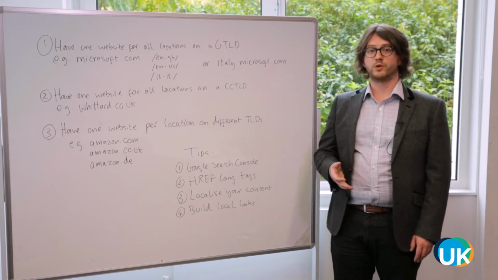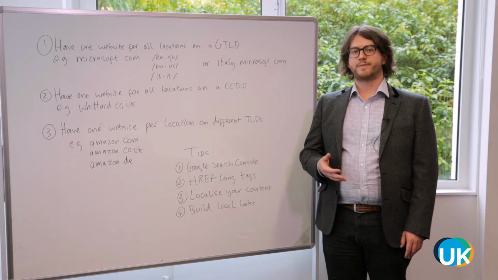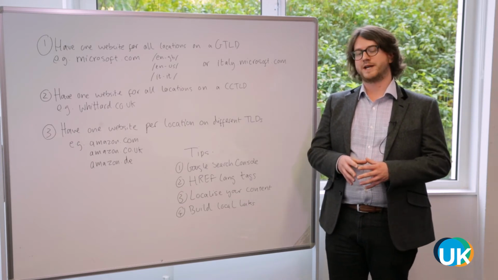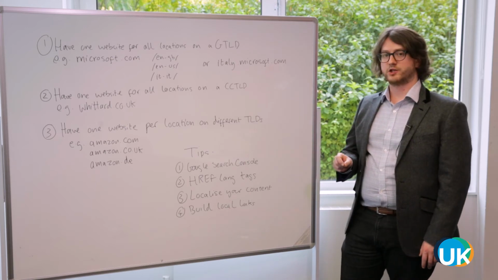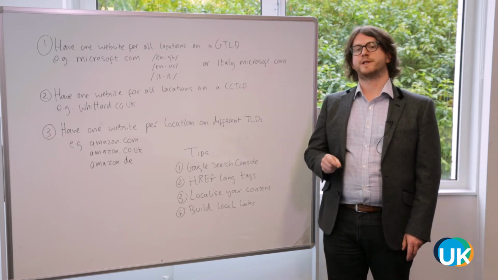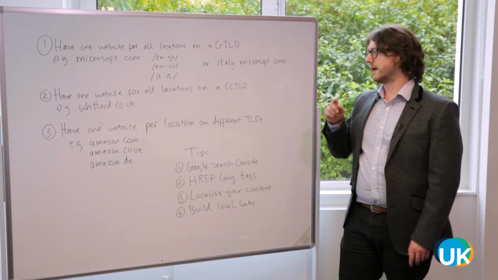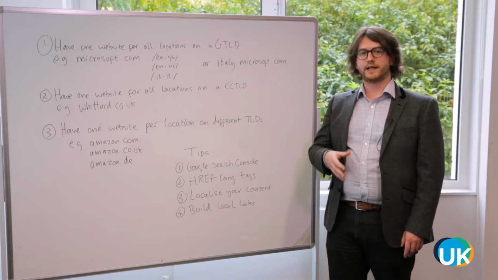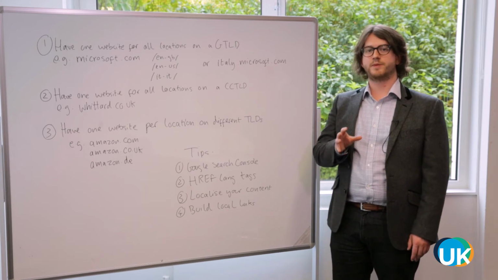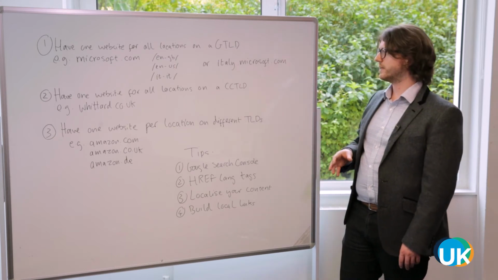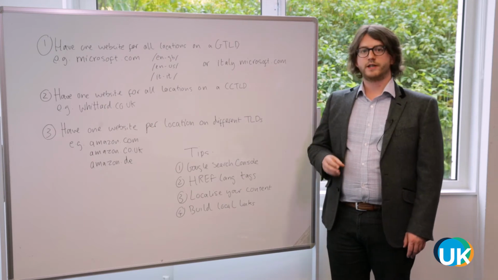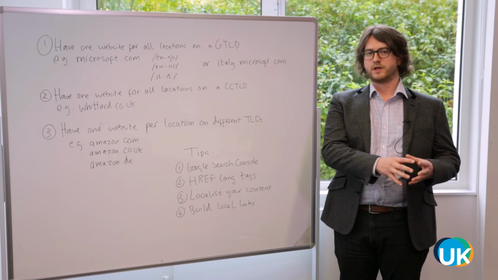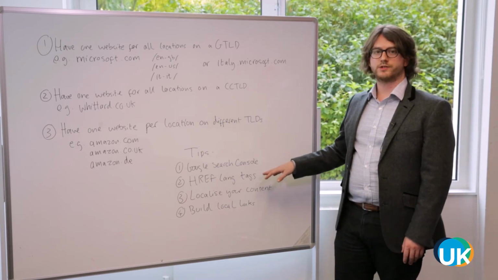Google Search Console is a tool offered by Google that gives you stats about your website, and it also allows you to give Google certain bits of information. One of those bits of information is which location your website is meant to be targeting. Now, if you're using a ccTLD like .co.uk, you're already signaling to search engines that your website is for people in the UK. If you're using a gTLD like .com, you need to tell Google, my website is for people in this location. You can do that using Search Console.